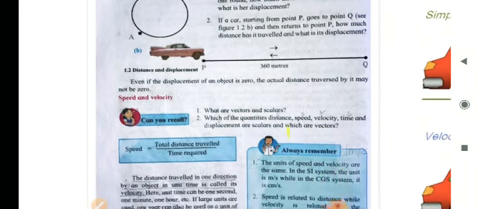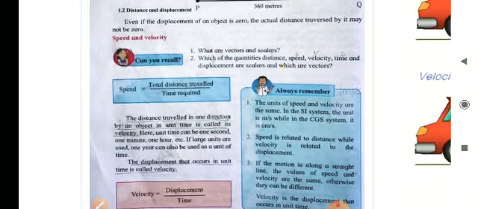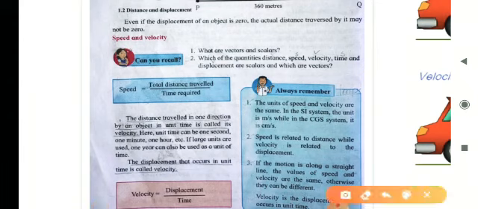Now, even if the displacement of an object is 0, the actual distance traversed by it, traversed means travelled by it, may not be 0. Now, I hope you have understood the concept of distance and displacement very well. Now, let us see, can you recall what are vectors and scalars? So here, scalars have only magnitude, for example, distance, time and mass. Vectors have magnitude and direction, for example, displacement, velocity and momentum.